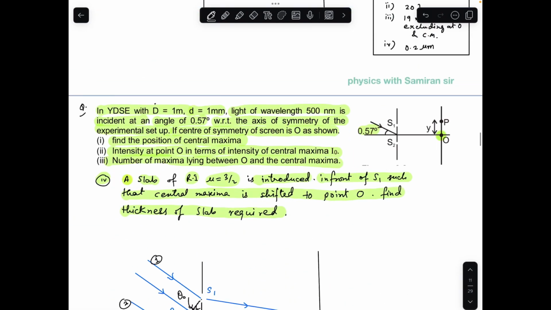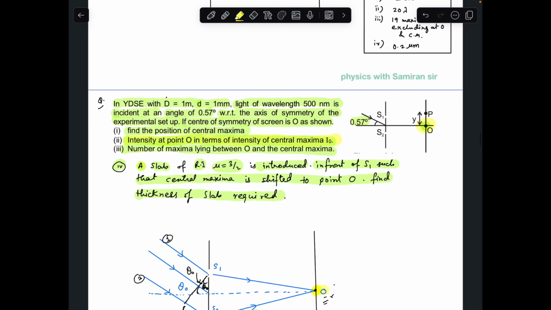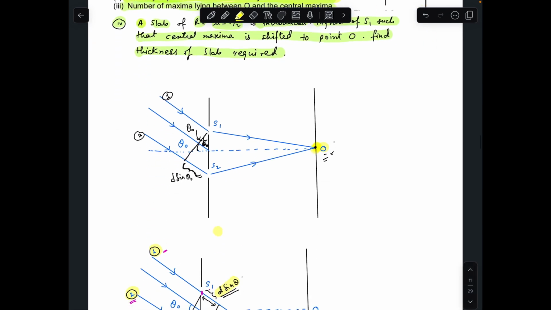Second question, what did they tell? They are telling that intensity at O in terms of intensity of central maxima I naught. Intensity at this point O. So let us try to find what is the path difference at point O. If I can find path difference or phase difference, using the formula for intensity, I can find, correct?